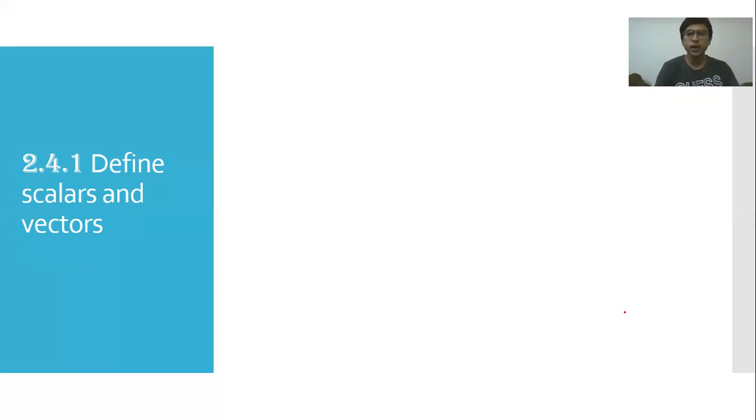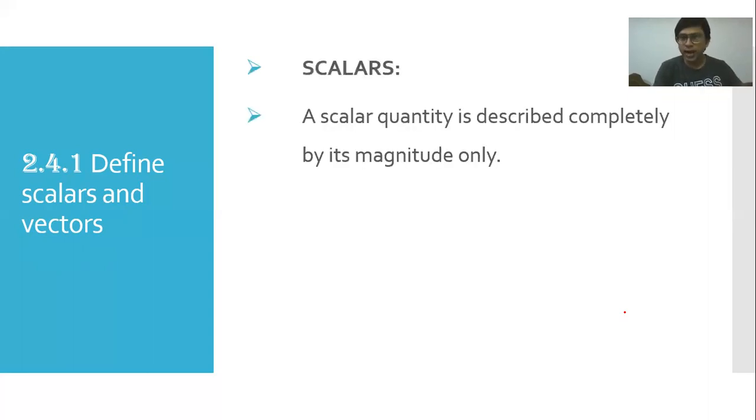First we will talk about scalars. The definition of scalar is: a scalar quantity is described completely by its magnitude only. So whatever a scalar quantity is, in order to describe it, we just need its magnitude. What is a magnitude?